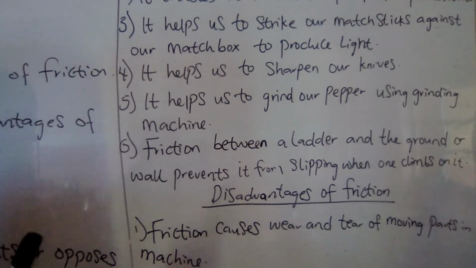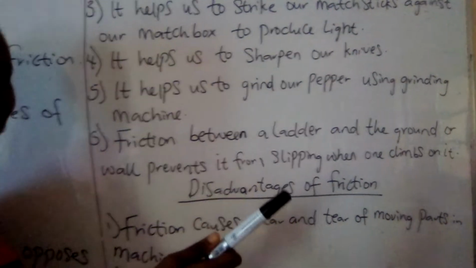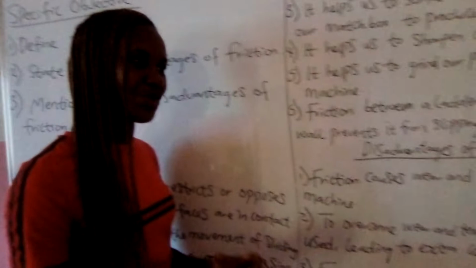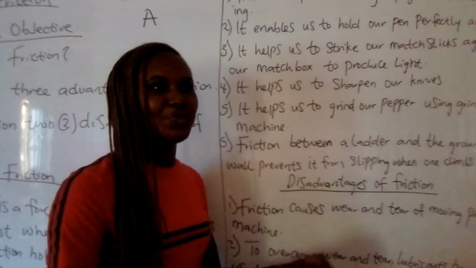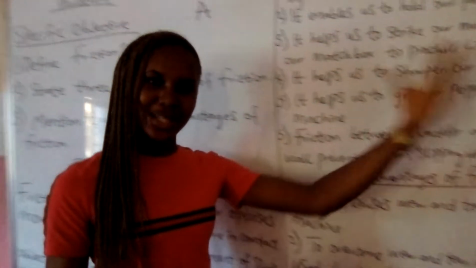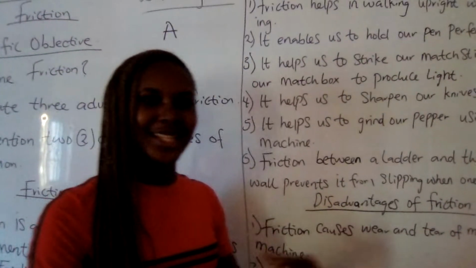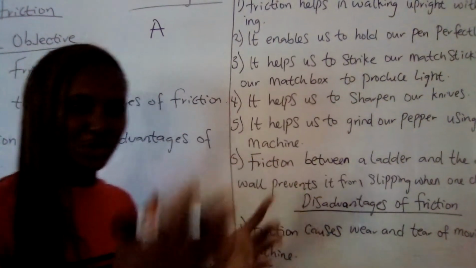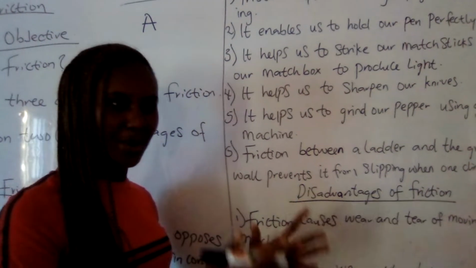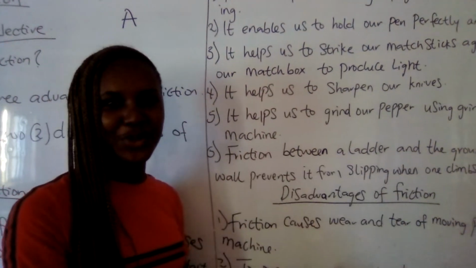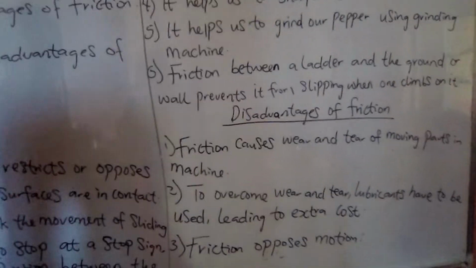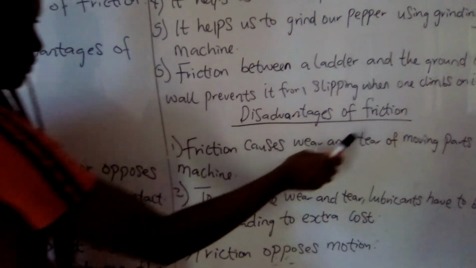6. Friction helps a ladder and the ground or wall. It prevents it from slipping when one climbs on it. For example, people that usually try to do one thing or the other at the pole, the electrician precisely, make use of a ladder. It is friction that helps them to climb that ladder without doing what? Falling down.